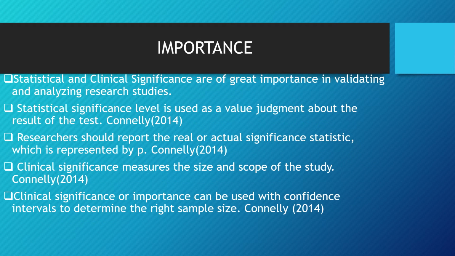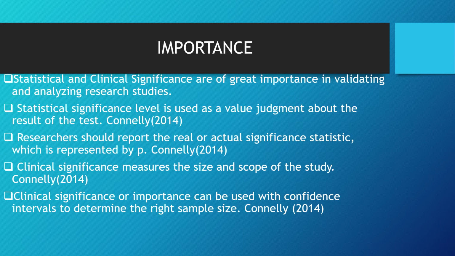On the next slide, we'll talk about the importance. Statistical and clinical significance are of great importance in validating and analyzing research studies. Statistical significance level is used as a value judgment about the result of the test. Researchers should report the real or actual significant statistics, which is represented by P.